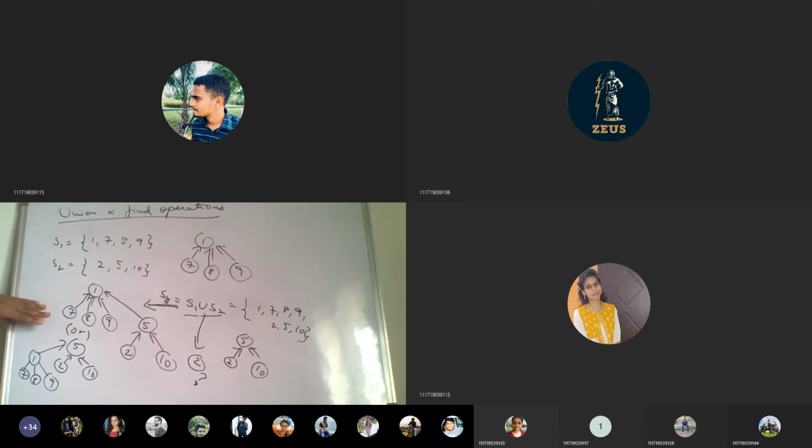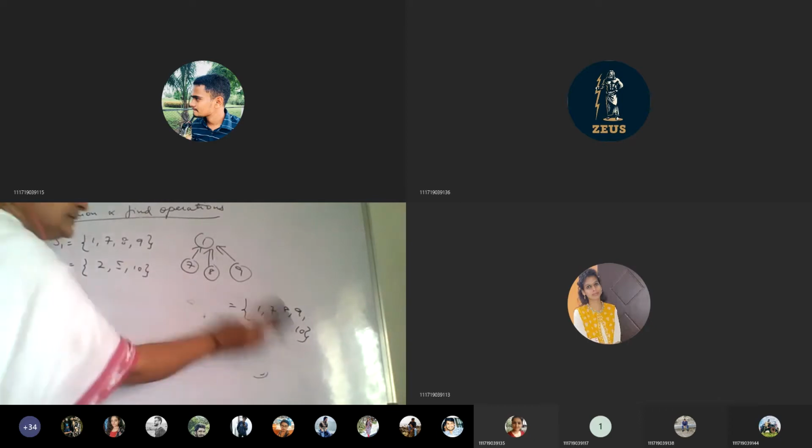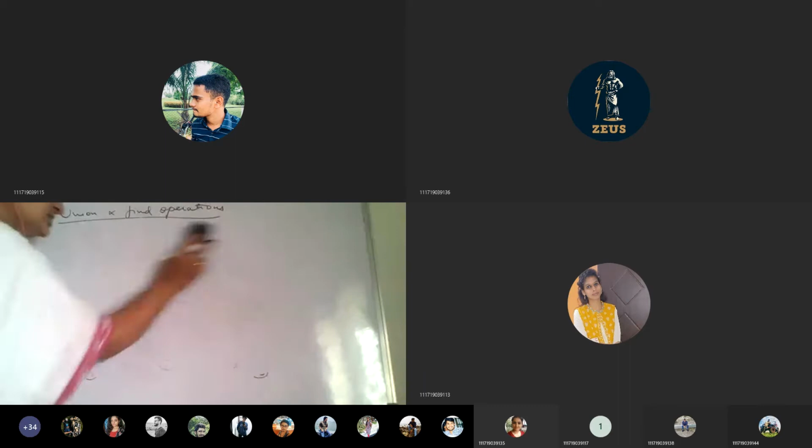And not only can union be represented this way, but also each root has a pointer to the set name. I'll show you that representation also. Data representation for S1, S2 and S3. These are the general representations.